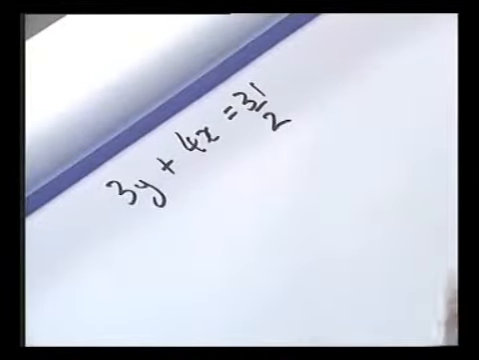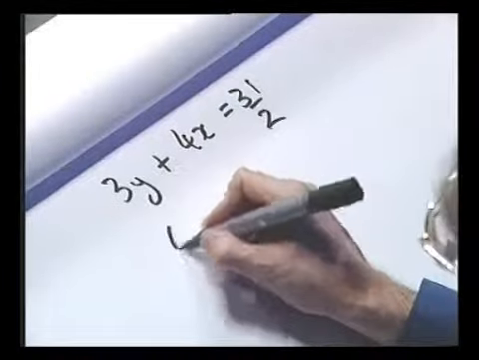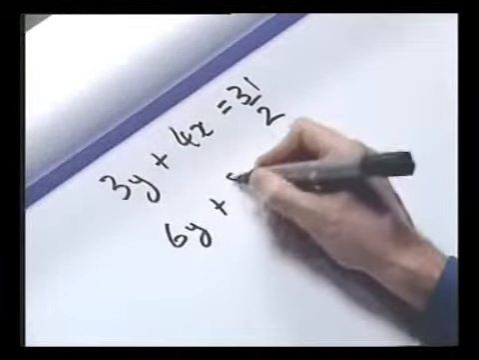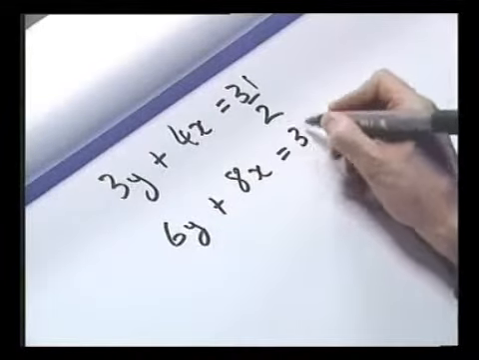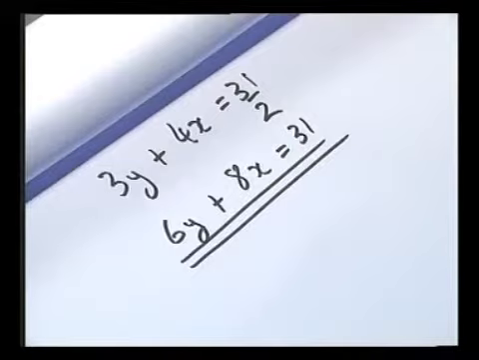And this 2 is an awkward thing, so let's multiply throughout by 2 in order to get rid of it. 6y plus 8x equals 31. And that's the equation of our normal.